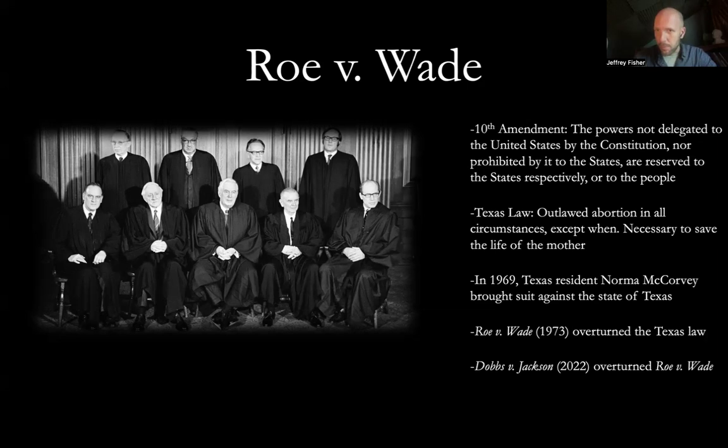Well, so what happens at that point? Well, what happens is a Mississippi resident, much like Norma McCorvey had back in 1969, brought suit against the state of Mississippi, challenging the law, trying to argue that it was unconstitutional. Now, again, like with Roe versus Wade, it takes years for these court cases to find their way to the Supreme Court. And eventually, 2022, this Mississippi case finds its way to the Supreme Court.